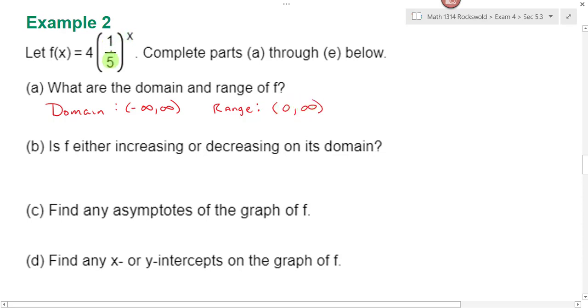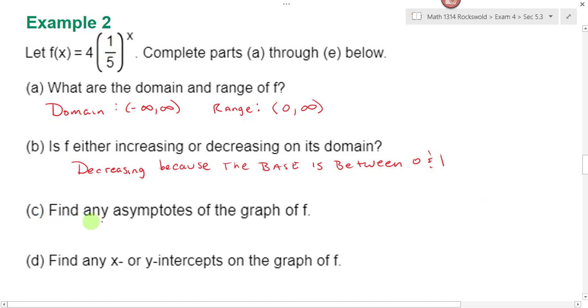There's no power that you can raise a positive number to and have that value be negative. That's why our range is all positive values from 0 to infinity. Part B asks, is f either increasing or decreasing over this domain? Well, if you notice here, this base is between 0 and 1, therefore this will be a decreasing function. And it's a decreasing function because the base of the exponent is between 0 and 1.